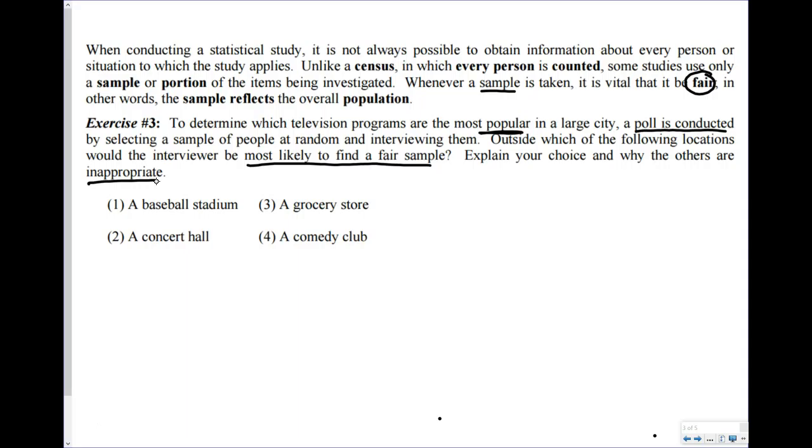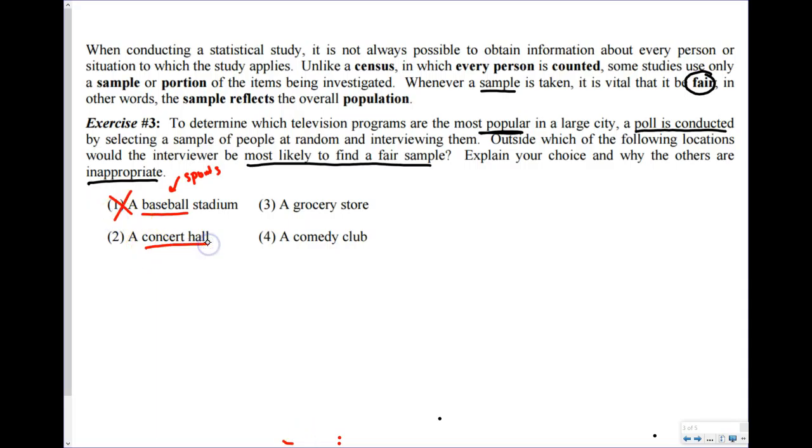Well, let's say the first place you go to is the baseball stadium. What kinds of people go to baseball stadiums? People that like sports, right? So if you ask them what their favorite TV show is, what are they probably going to say? They're probably going to say ESPN. So going to a sports stadium and asking people would not be fair because you're going to a place that has generally people that like sports. You're not picking random people that might like anything. So this would not be a fair place to go.